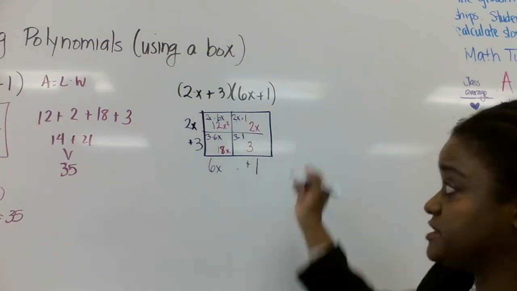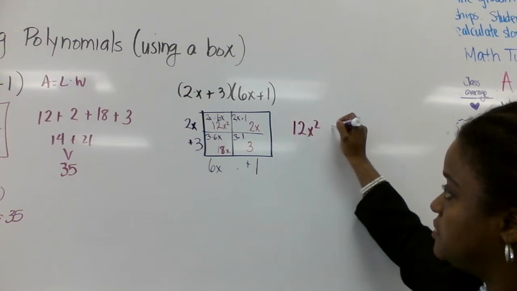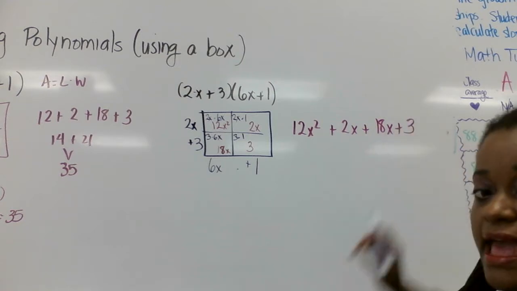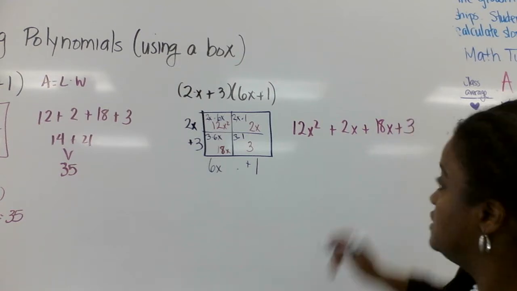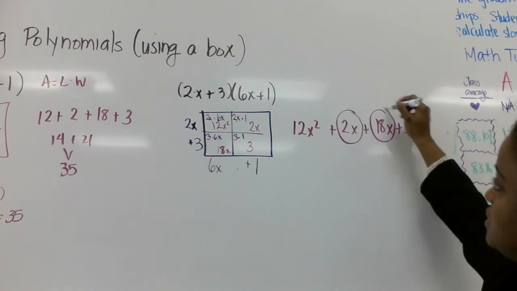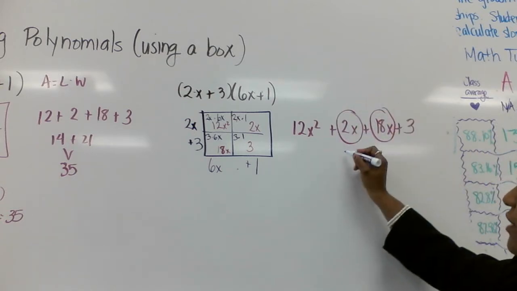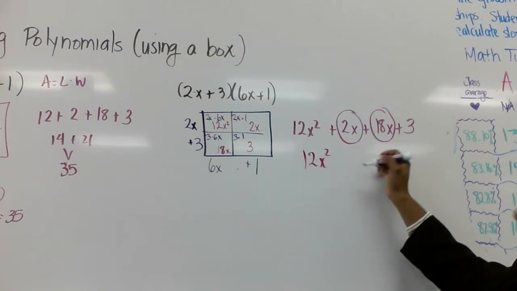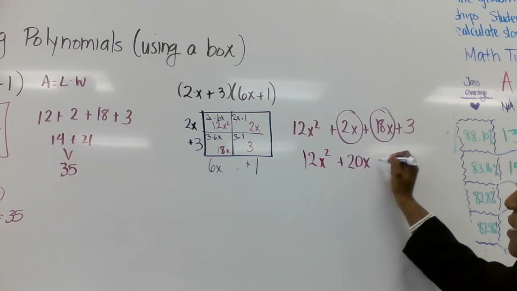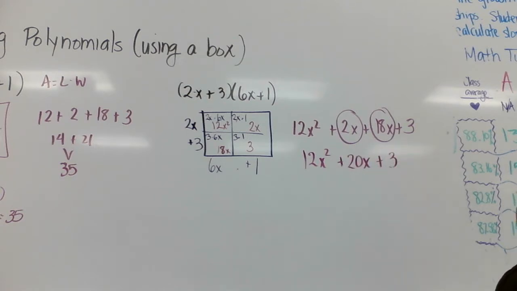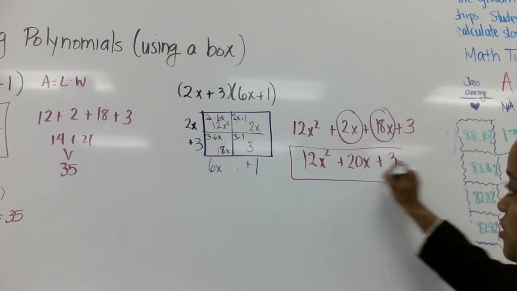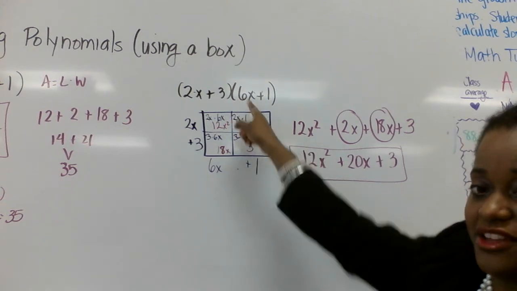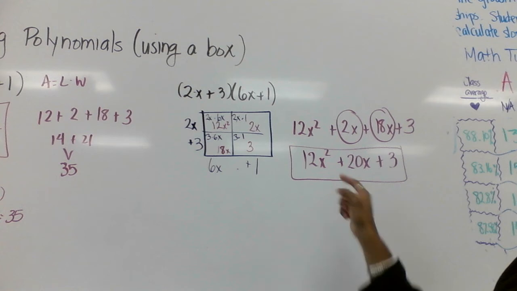So now we want to take all those numbers out. And we want to find some like terms. 2x and 18x add together. 12x squared stays the same. 2x and 18x make 20x. 3 stays the same. There is your answer, or that's the area, okay? This multiplied together equals that. All right, thank you.